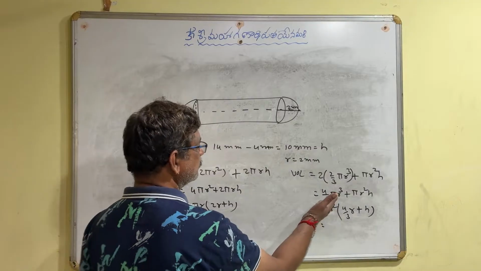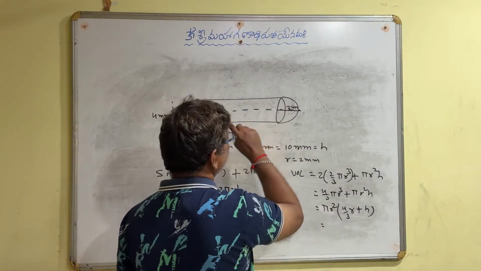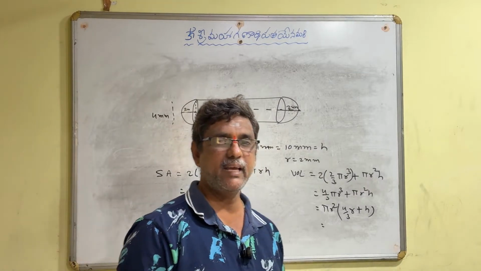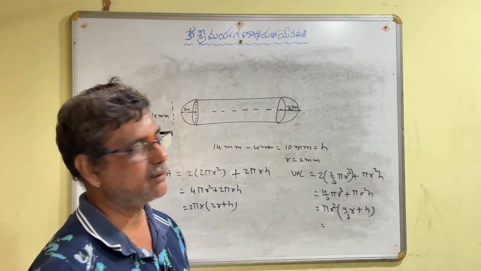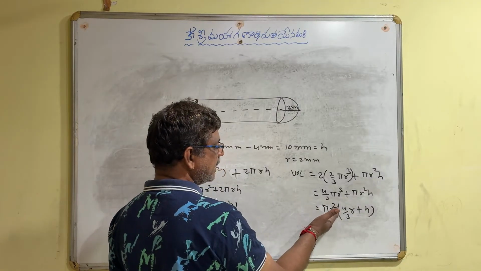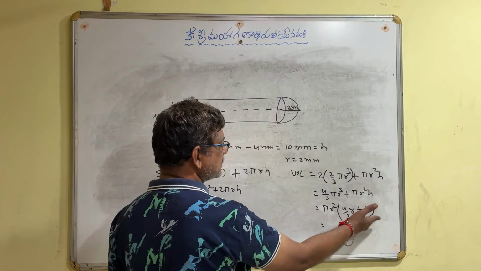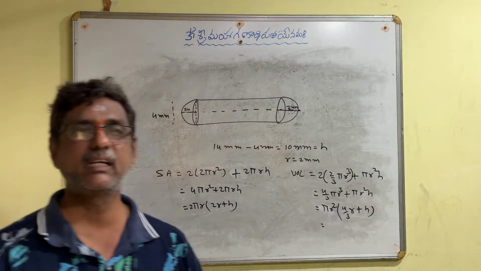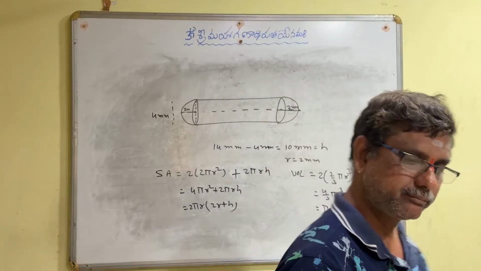And even here also, the radius is the same for both the figures. Hemisphere radius and cylinder's radius both are the same, na. So you can take pi r square common, remaining is 4 by 3 r plus h. Now insert the values. Then the simplification will be easy. Okay, na?